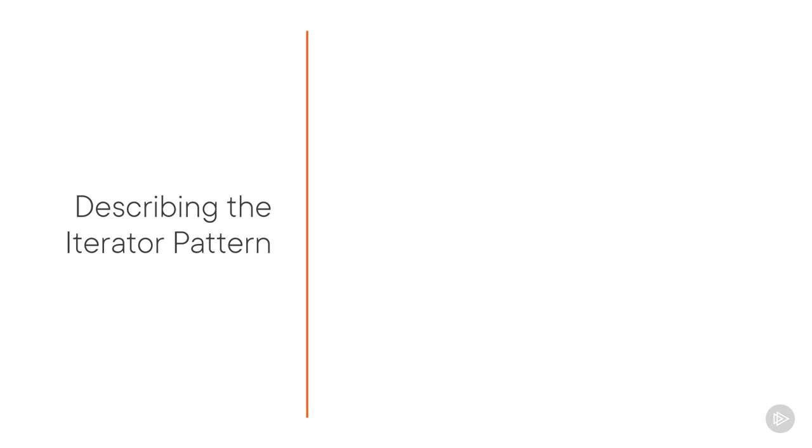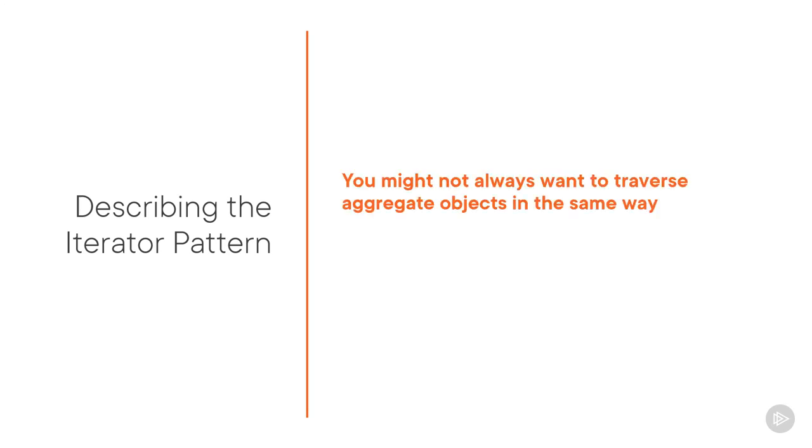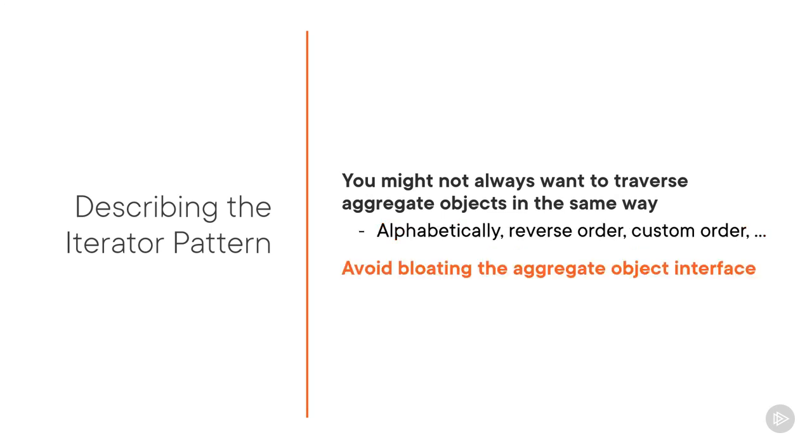Also, you might not always want to traverse the aggregate object in the same way. You might want to allow traversing it alphabetically or in reverse order. And you don't want to bloat the aggregate object interface with all these different ways of traversing it. And that is what the iterator solves. It takes the responsibility for traversing out of the aggregate list object and puts it in an iterator object.